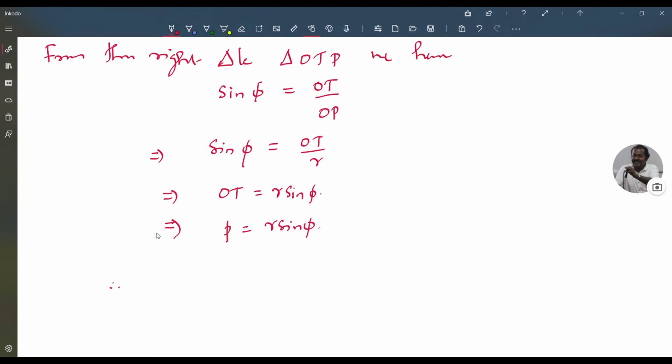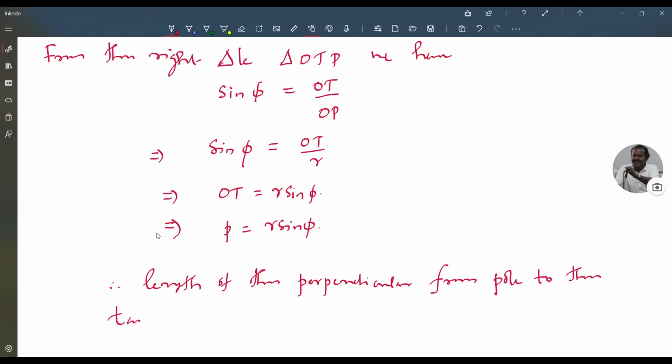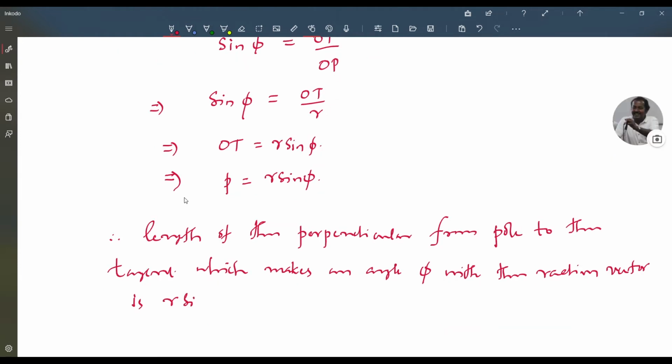Therefore, the length of the perpendicular from the pole to the tangent, which makes an angle phi with the radius vector, is r sine phi.